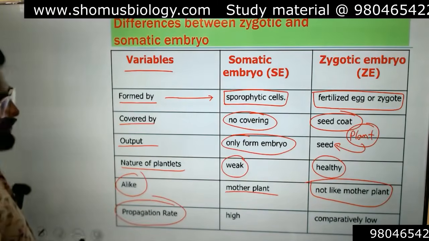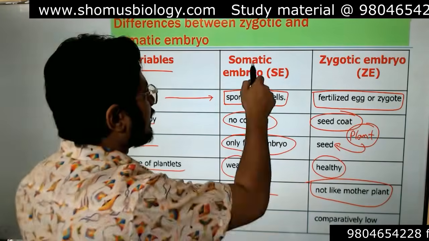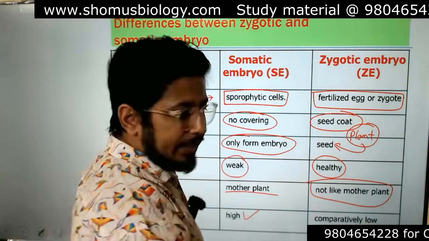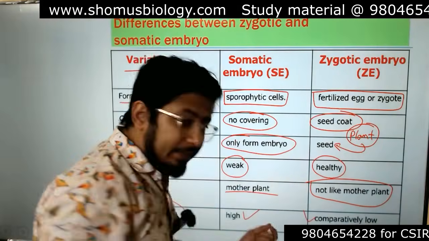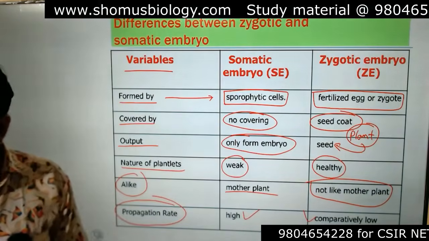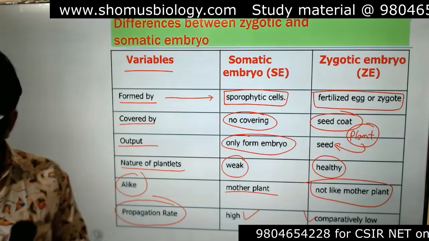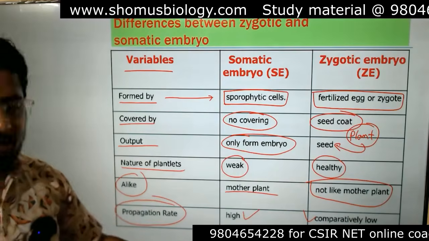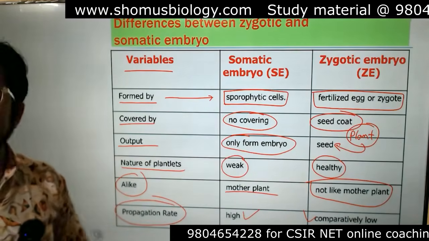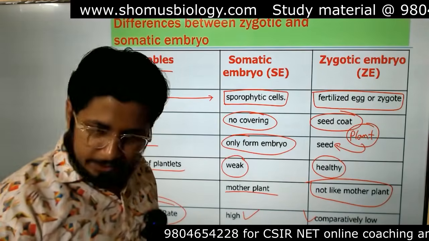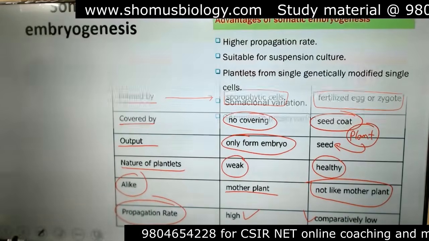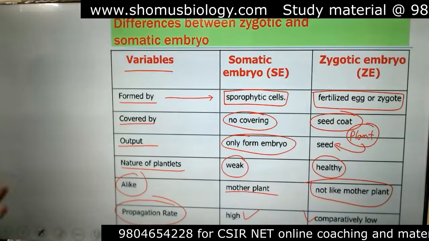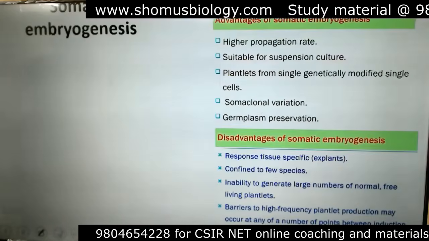Propagation rate between somatic and zygotic embryo: the somatic embryo has a higher propagation rate, while the zygotic embryo comparatively has a low propagation rate. The stability of the new plant after birth will be less for the somatic embryo and higher for the zygotic embryo. So these are the differences between the somatic embryo and zygotic embryo.